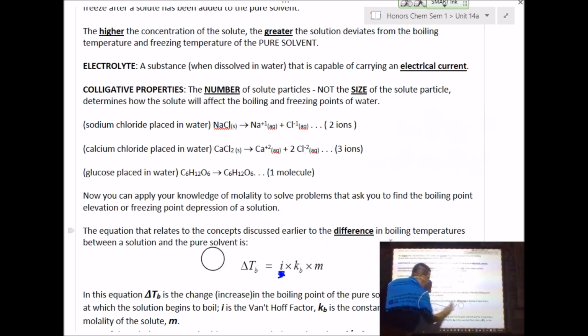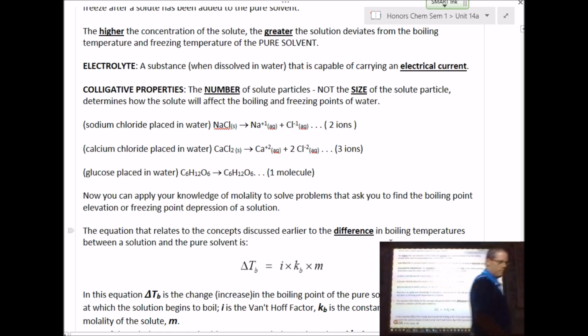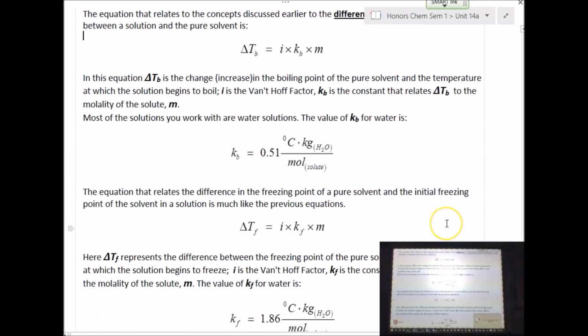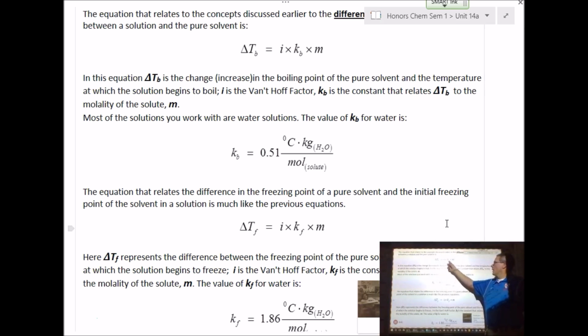All right. Now, let me talk about the 2 equations. Again, the delta T is your change in temperature in which the substance boils at. So if we boil water at 100, then it'll elevate that temperature. The K sub b is a constant, and it'll be given to you. All constants will always be given to you. You just have to know which one to use.